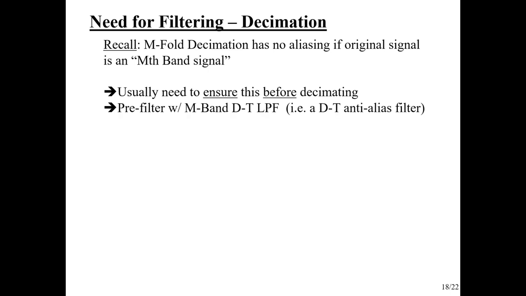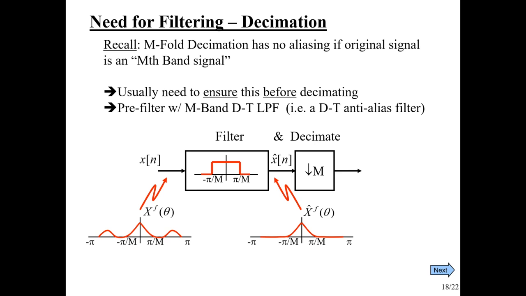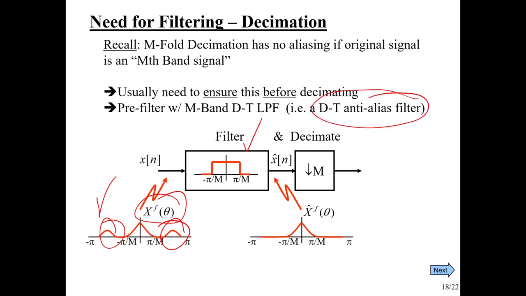So we're going to pre-filter with an M-band discrete time low-pass filter, then do the M-fold decimation. So here's a picture. We start with a signal. Here's its spectrum. It is not an M-band signal. It has some additional stuff out here. And then we're going to run it through this discrete time anti-aliasing filter to create an M-band signal, rather, and then that's the thing we're going to decimate.